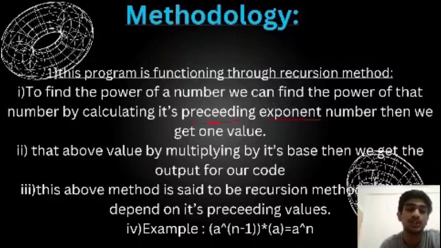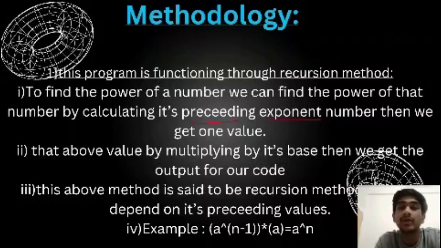We take the power of the preceding exponent, then we get one value. Then we multiply that preceding value by its base, and we get the output of our code. This method is said to be the recursion method. It depends on its preceding values. So the basic theme of the recursion method is that it depends on the preceding values.